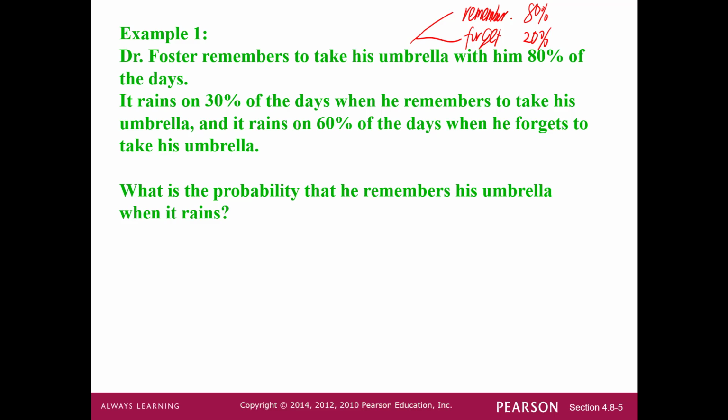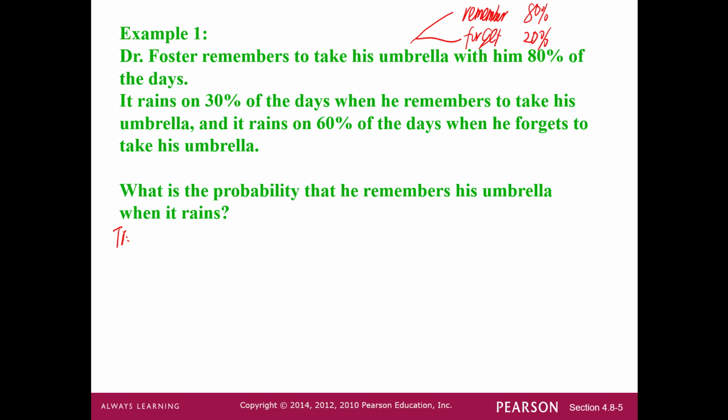It rains on 30% of the days when he remembers to take his umbrella. It rains on 60% of the days when he forgets his umbrella. The first part of the sentence indicates that when he remembers taking his umbrella, it rains 30% of the time, meaning it did not rain on 70% of the days. And when he forgets to take his umbrella, it rains on 60% of the days. That means on 40% of the days it did not rain. So we can create a tree diagram.